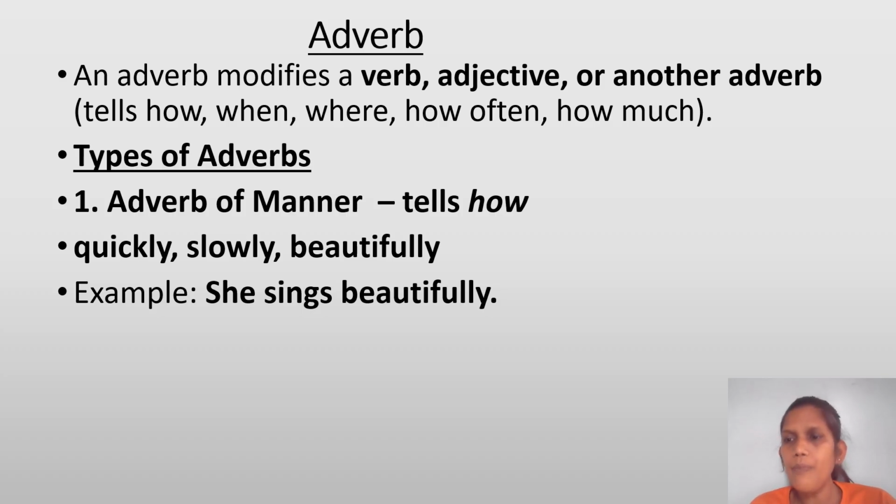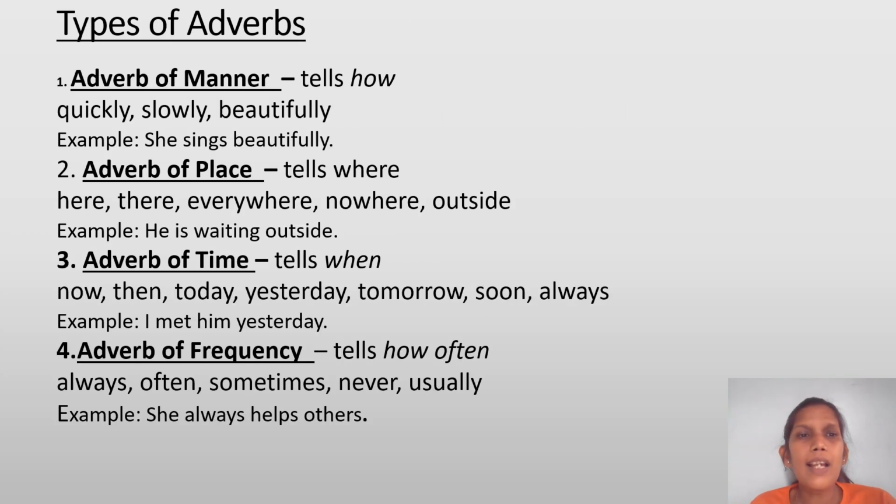Now the second type is adverb of place. It tells where, like here, there, everywhere, nowhere. Exactly right, he is waiting outside. So adverb of place, place means where is that person waiting, outside. So, he is waiting outside.